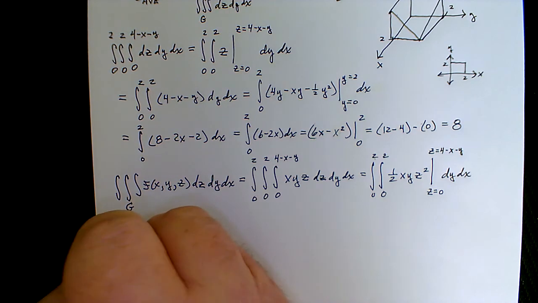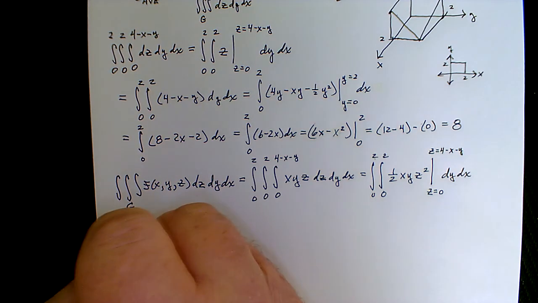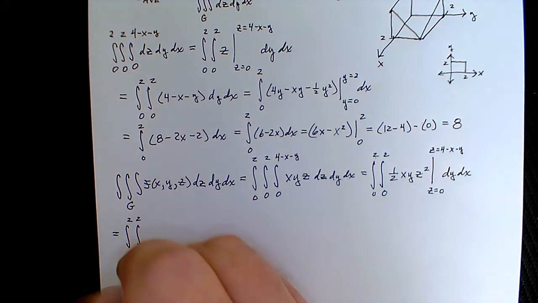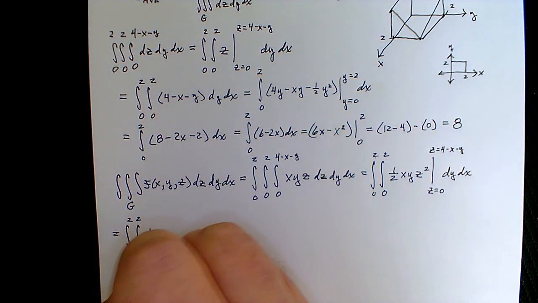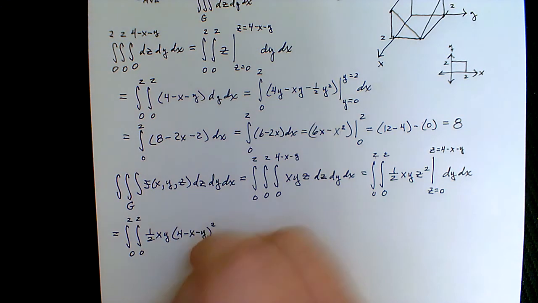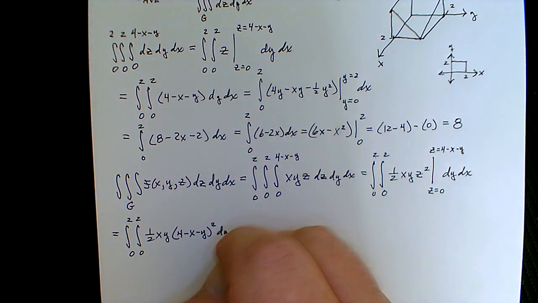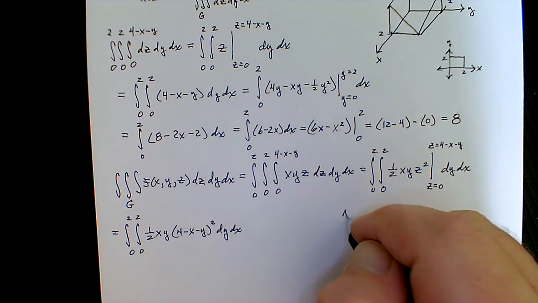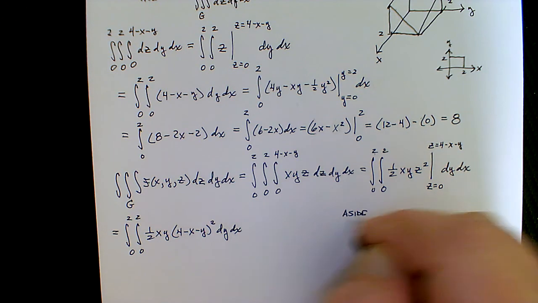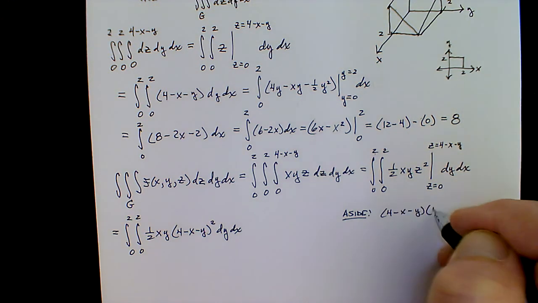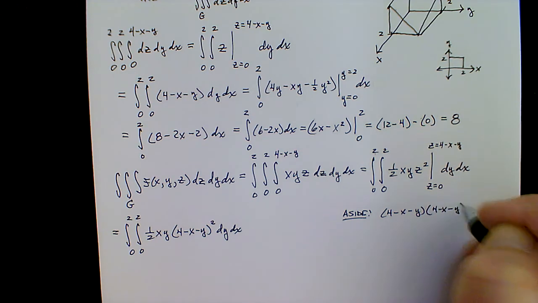So z is 4 minus x minus y, so we get 1/2 xy times 4 minus x minus y, quantity squared. And then that's dy dx. So now we have to square this 4 minus x minus y. And so off to the side, that'd be 4 minus x minus y times itself. I can't think of another way but just to grind those out.